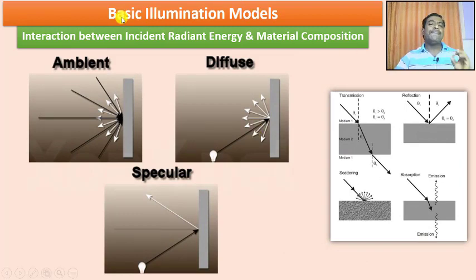When I say basic illumination model, these are the three basic models which we can bring in as an interaction of the radiant energy with the material or the surface property. The first one is the ambient, the second is diffuse, and the third is specular. When you talk about the illumination model, these are the three which you need to focus upon.